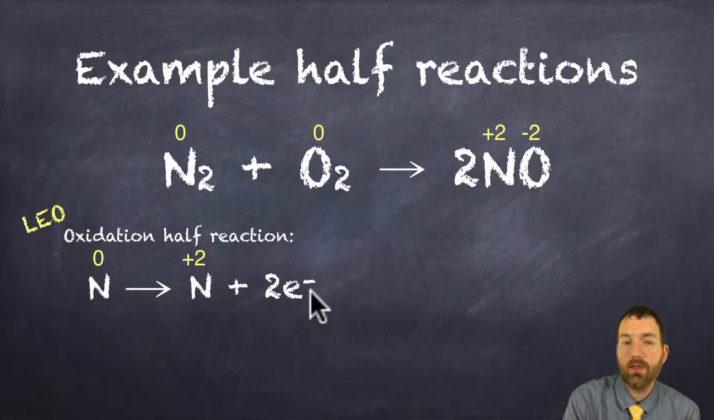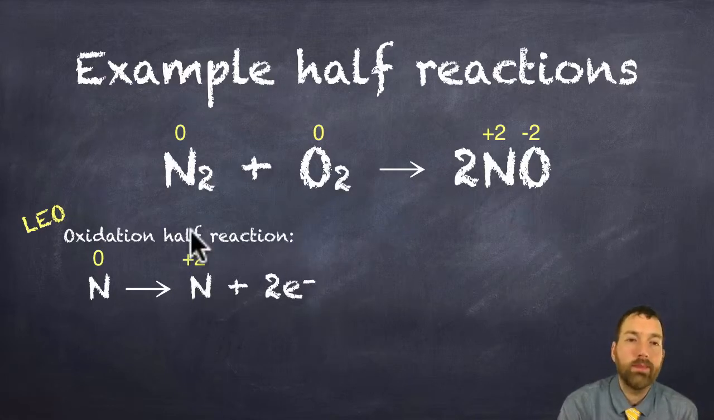2 electrons. Another way to check yourself is that the sums of the charges on the left and the right are always equal. Now they don't always have to be 0, they are in this case, but they have to be the same. So on the left I have 0 for a charge, and on the right I have 2 plus and 2 minuses, so that's 0 on the right.